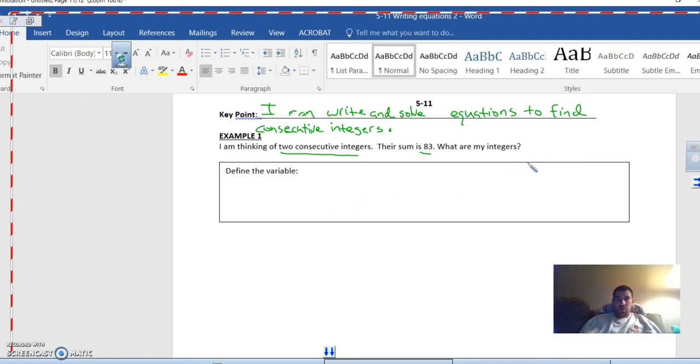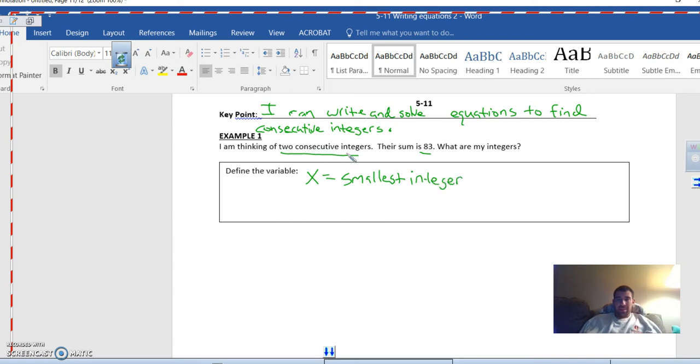Some of you are already thinking, well, I can just figure this out. What are two numbers that add up to 83? Well, yeah. But we need to figure out how we would use an equation to do this. So, define a variable. What are we missing? Two integers. We're going to say x is the smallest integer.